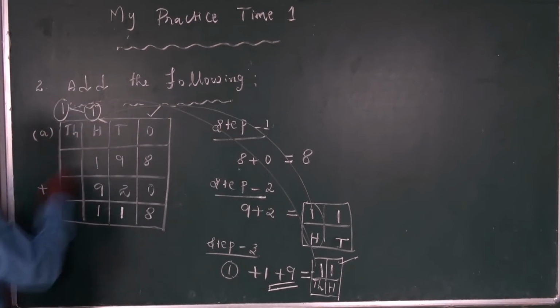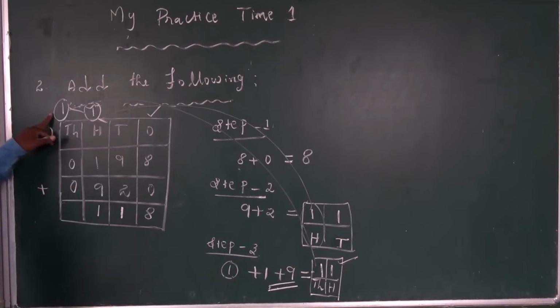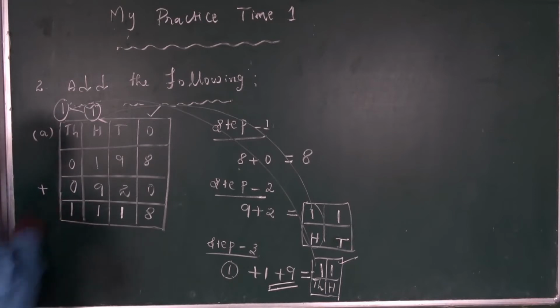So here the thousands place is empty, so 0. So the carried over number 1 plus 0 plus 0 is equal to 1. So bring down the number 1. So our answer is 1118.